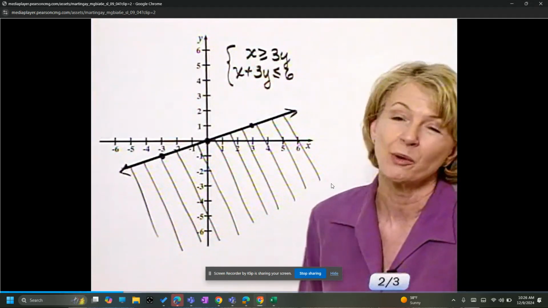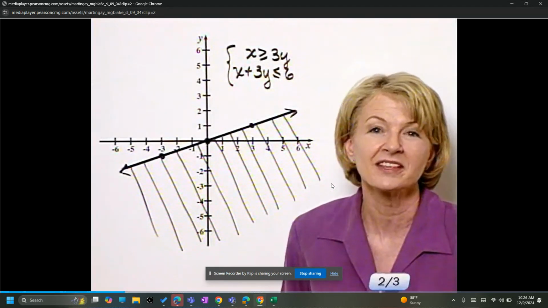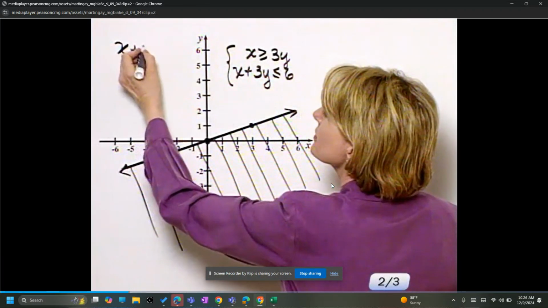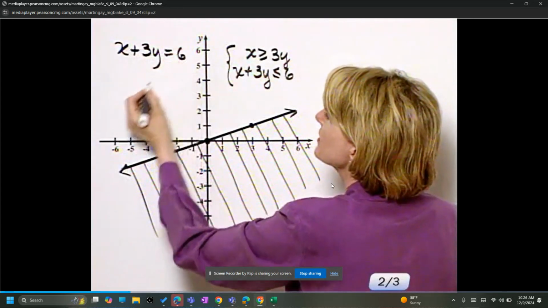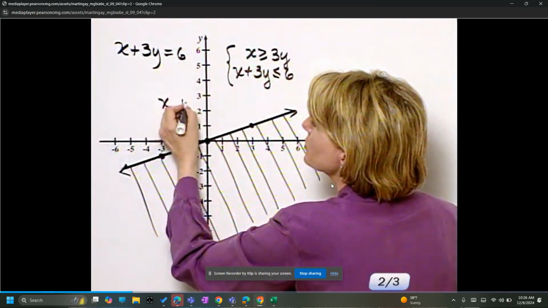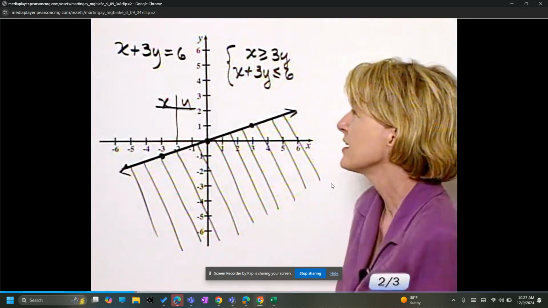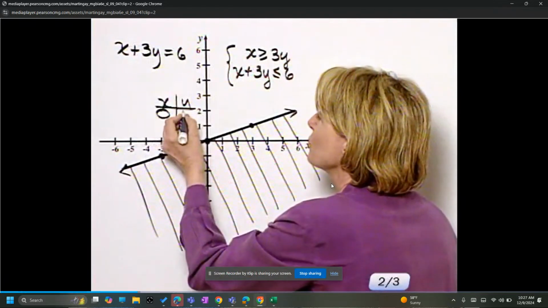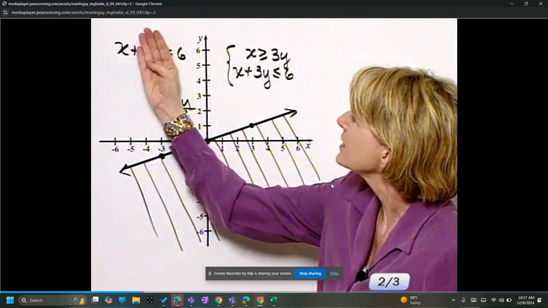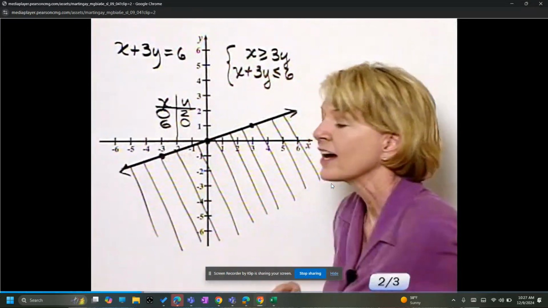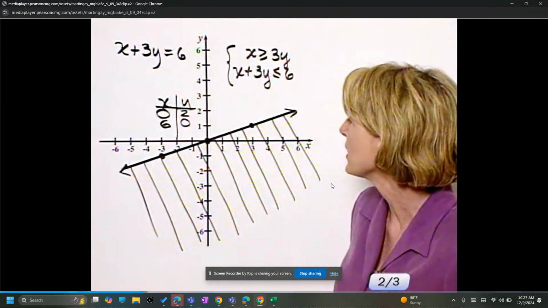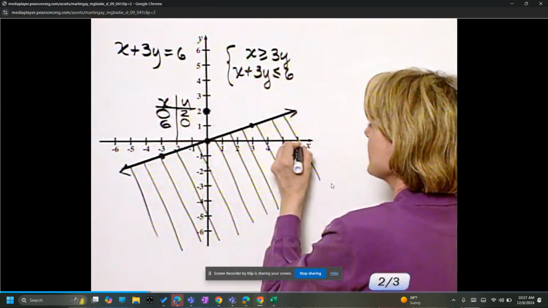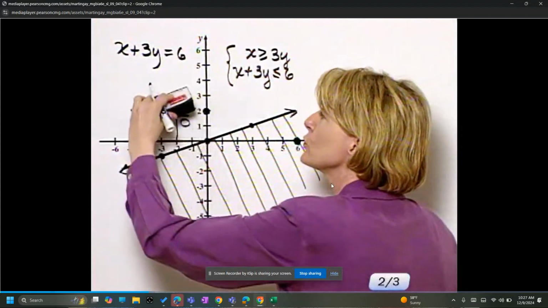Now we've got to graph the second inequality in our system. x plus 3y is less than or equal to 6. How do we proceed? Well, we first look at the equation. So that is x plus 3y is equal to 6. And let's find some ordered pair solutions. What about, say, if x is 0? If x is 0, y must be 2. And then what if y is 0? If y is 0, x is 6. And I'll let you find a third checkpoint, but I'll use these points. 0, 2 and 6, 0. Concentrate on those 2 points only.